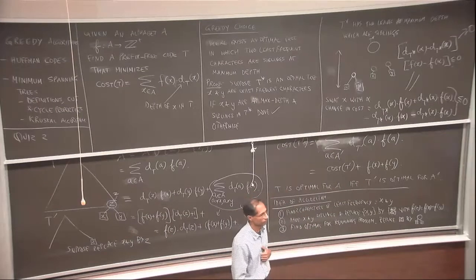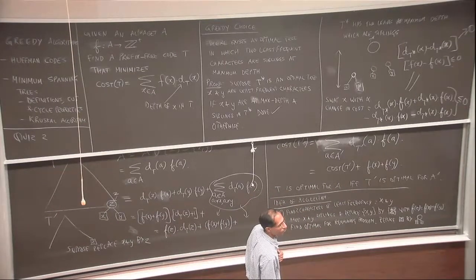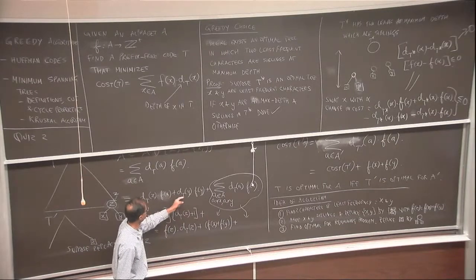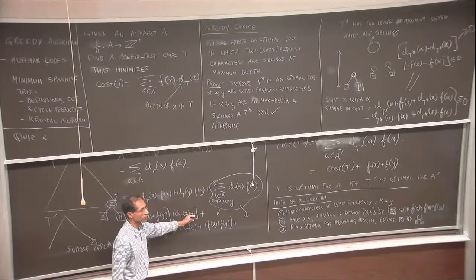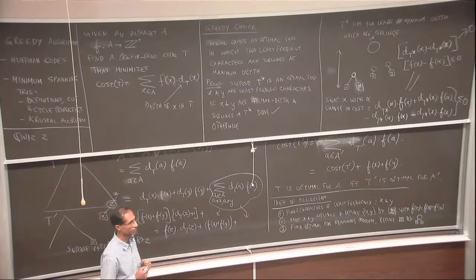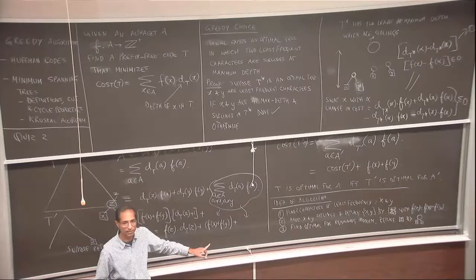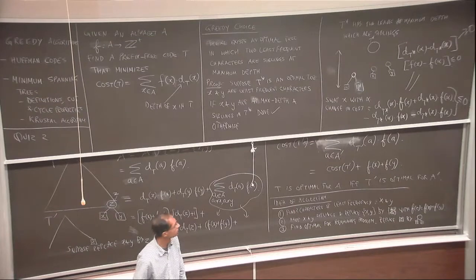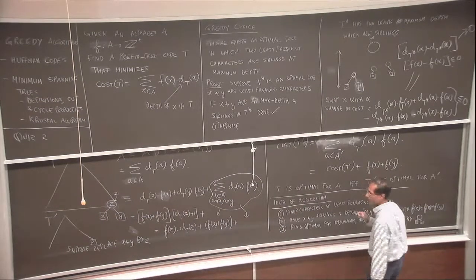Yes? I missed the second line of the cost calculation there. What happened to the depth of x and y? Good. So remember, the depth of x and y is exactly the depth of z plus 1. So the depth of z got added in. The only thing is, plus 1 is being added to f of x plus f of y. That's right. We will do an example carefully and then you'll see. Yes? What's the cost of t prime versus the cost of t?